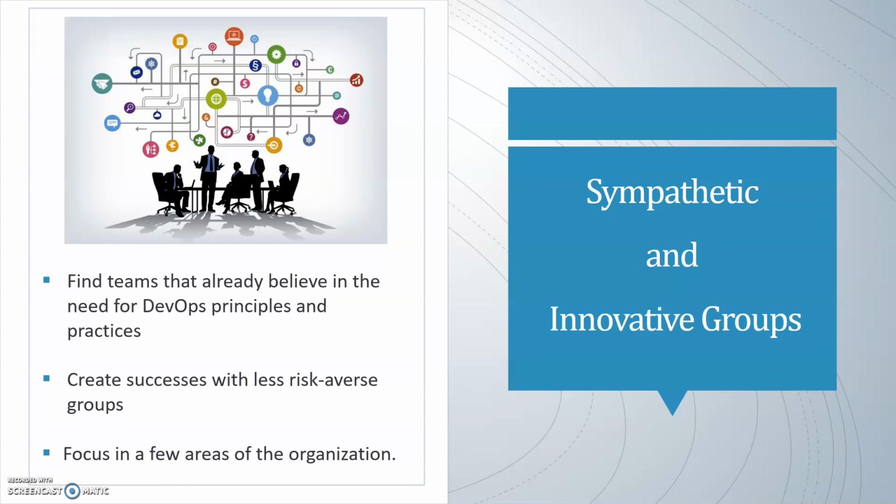You create successes with these less risk-averse groups to show the more risk-averse groups that it is successful and it can work, and hopefully they will get on board over time. And you want to focus in a few areas of the organization. It's easier to implement in small steps. And once you get successes in these small areas, you can expand that out. You don't want to do the big bang and start DevOps on every system and every team in your organization.